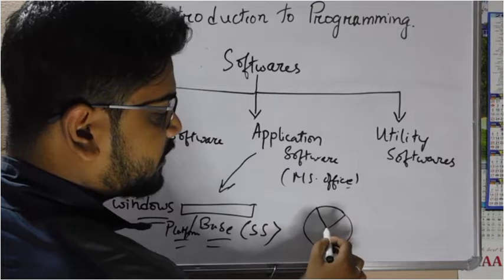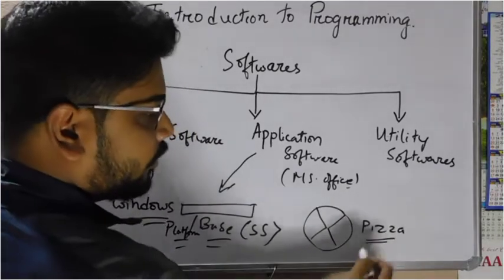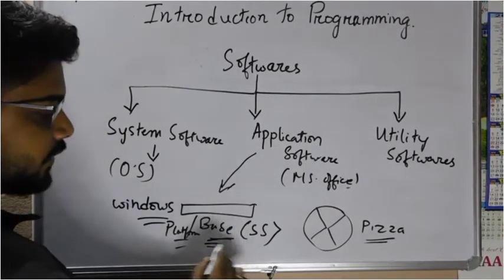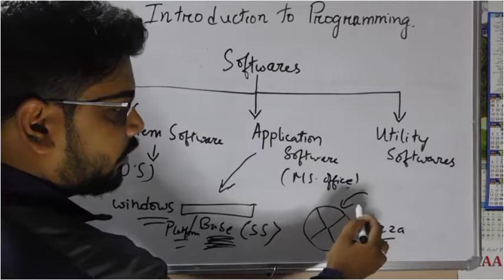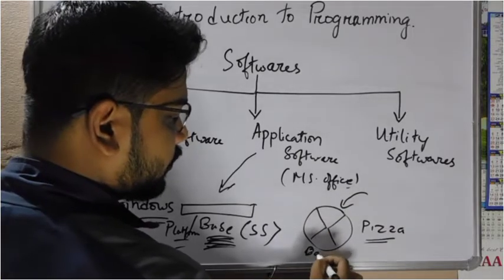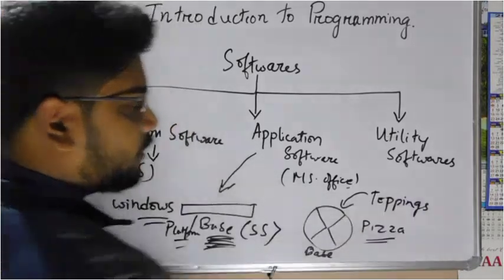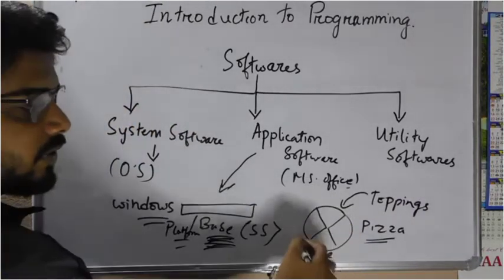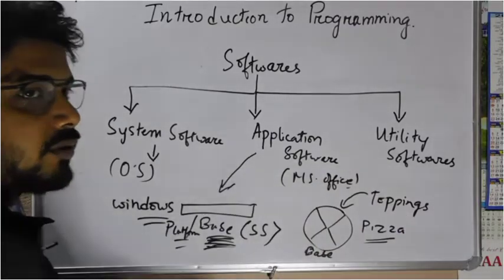You all might have seen pizza, right? So, what is the base of the pizza? There is always a base, and on top of that base, you put different toppings, right? So if there is no base, where will the toppings go?